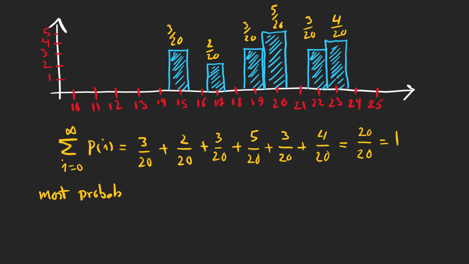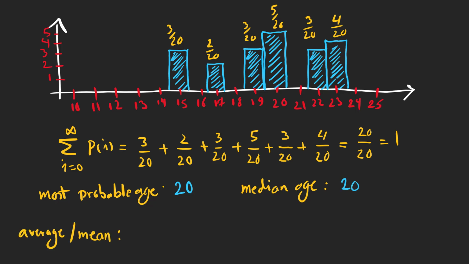What is the most probable age? It is the age with the highest probability, which is 20. What is the median age? As we can see, there are 10 students younger than 20 and 10 students older than this age. So the median is 20.